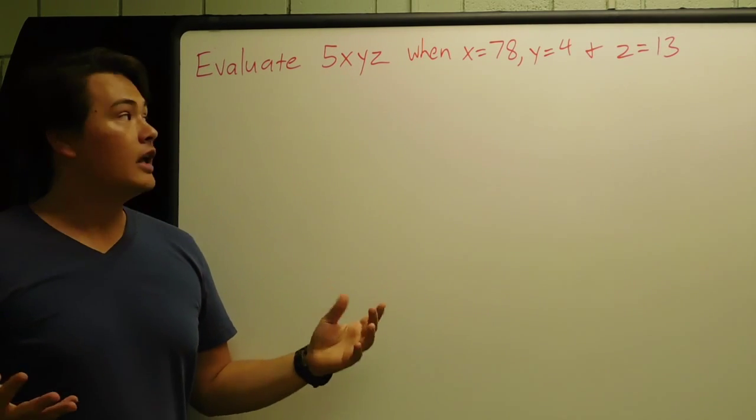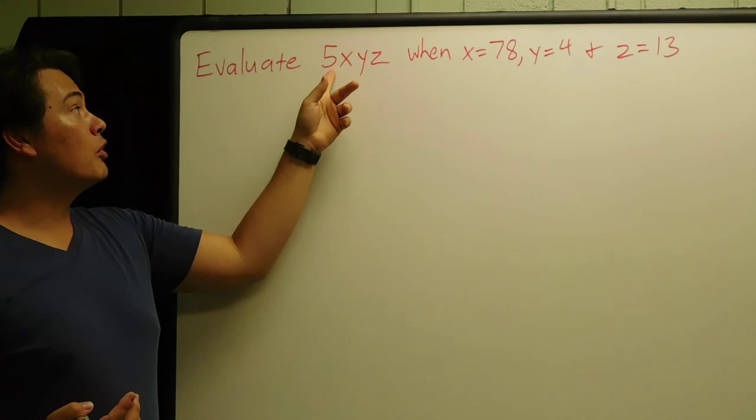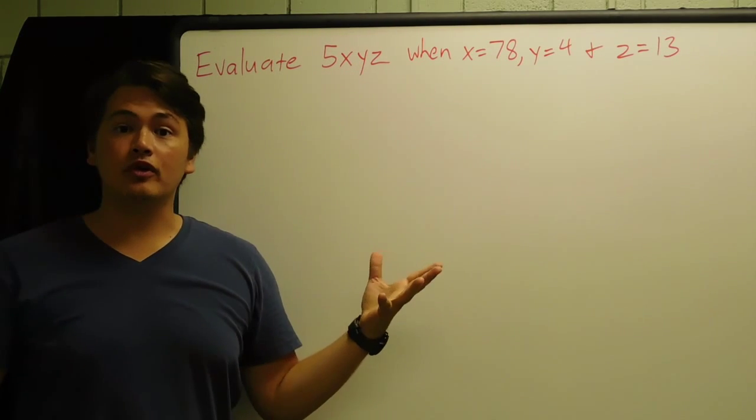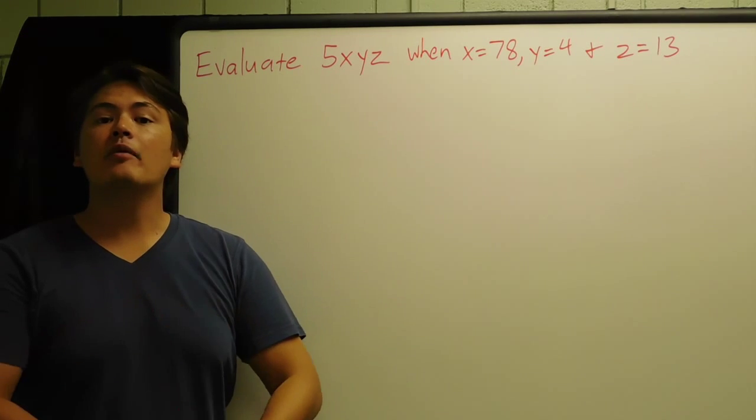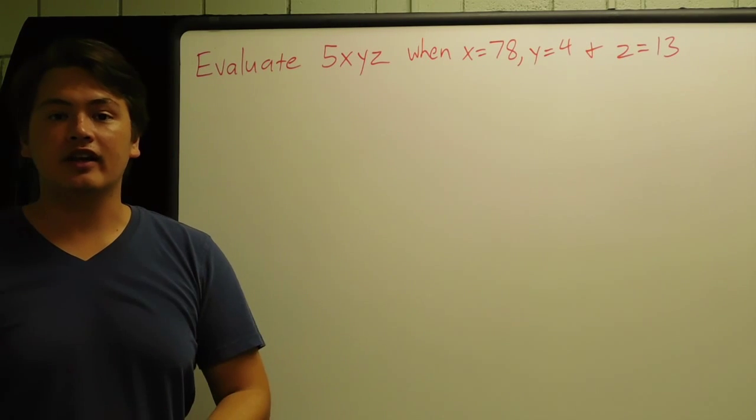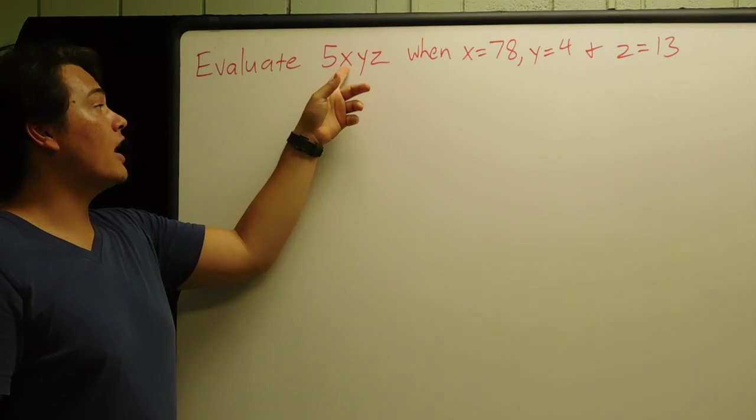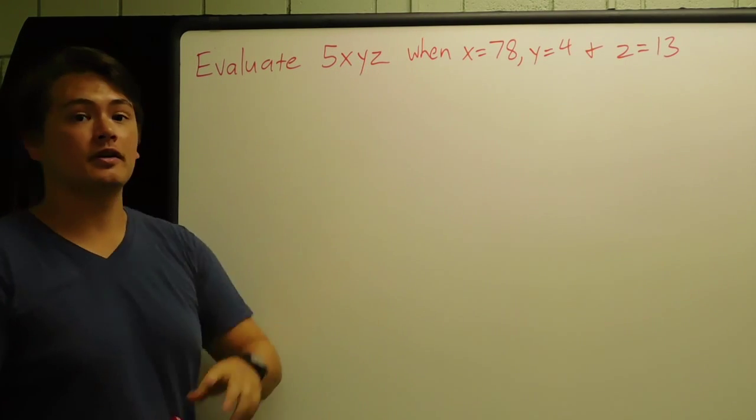What does that mean? It means that 5 is being multiplied by x, y, and z. Whenever you have two numbers that are right next to each other, that means they're being multiplied together. So another way of looking at this is 5 times x times y times z.